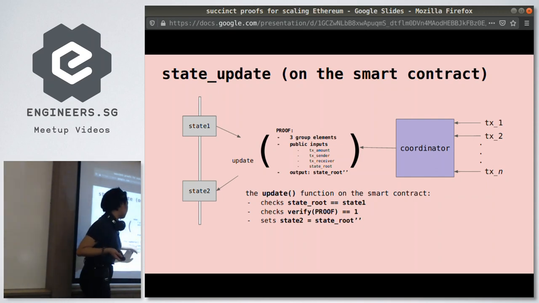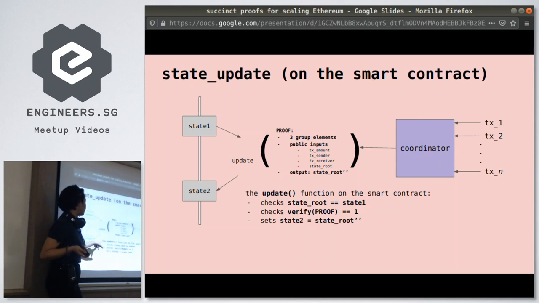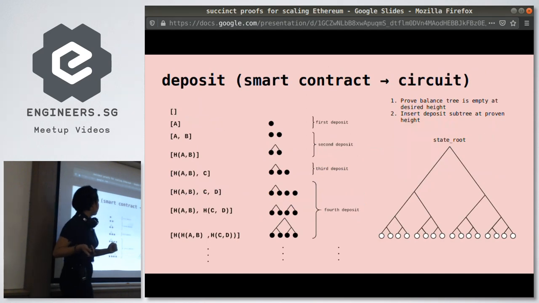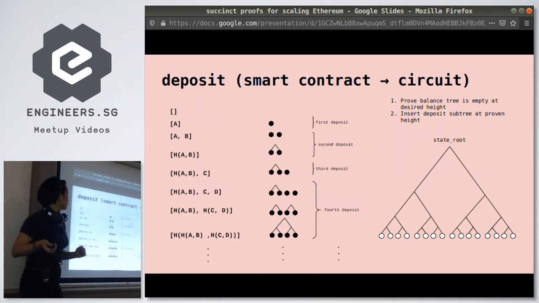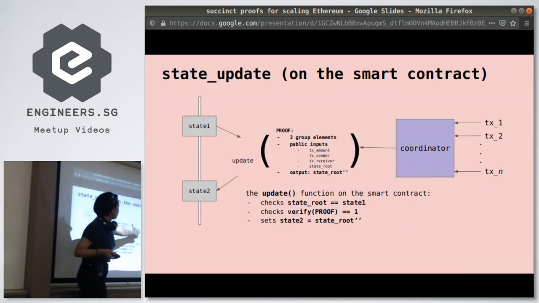You can see here that we're using the fact that the state root is public to allow the smart contract to basically transition from one valid state to another. So that was all describing transactions in Rollup.